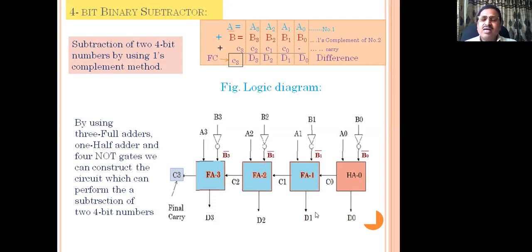This part is not shown here, but we can make it again with the help of an adder, which adds these 4 bits along with C3 as a carry to get the resultant answer. If the final carry is absent, then the difference is negative, as assumed by the logic circuit. Thus, with the help of 3 full adders and 4 NOT gates along with a half adder, we can construct a logic circuit which performs subtraction of two binary numbers on the basis of the ones complement method.